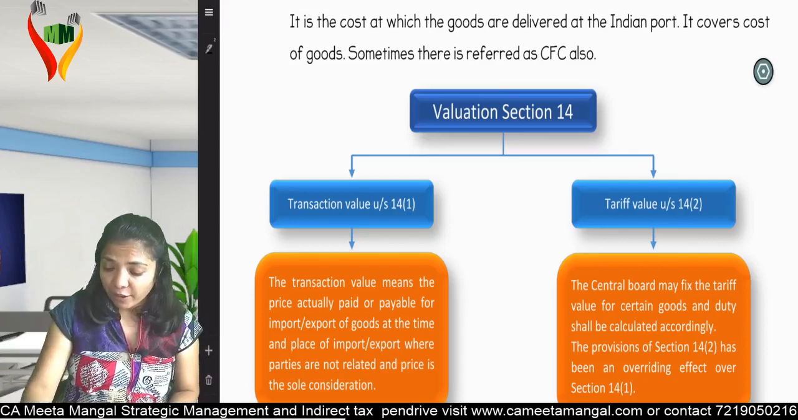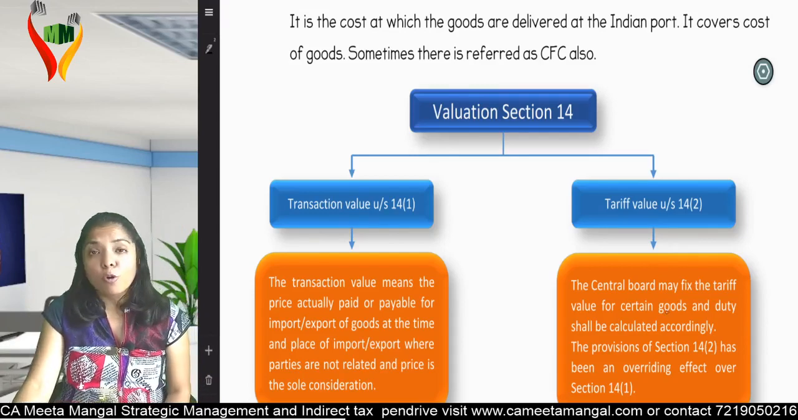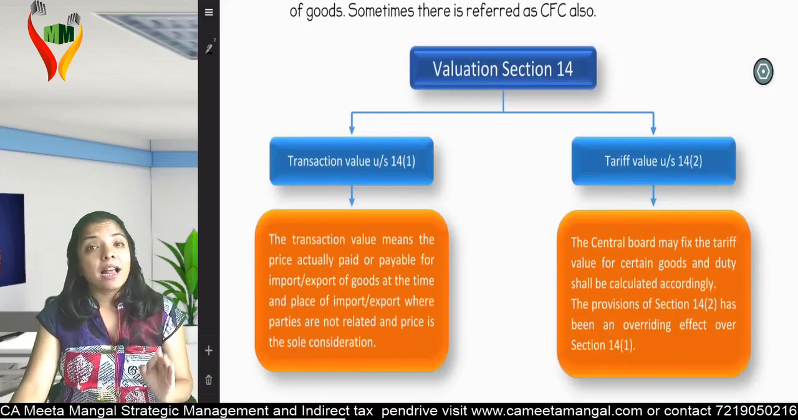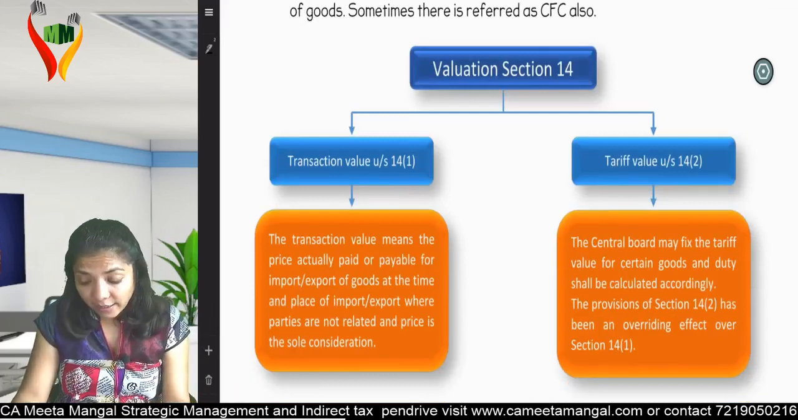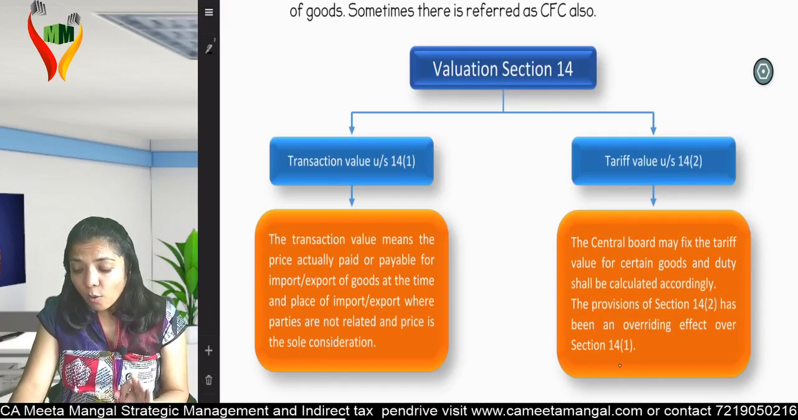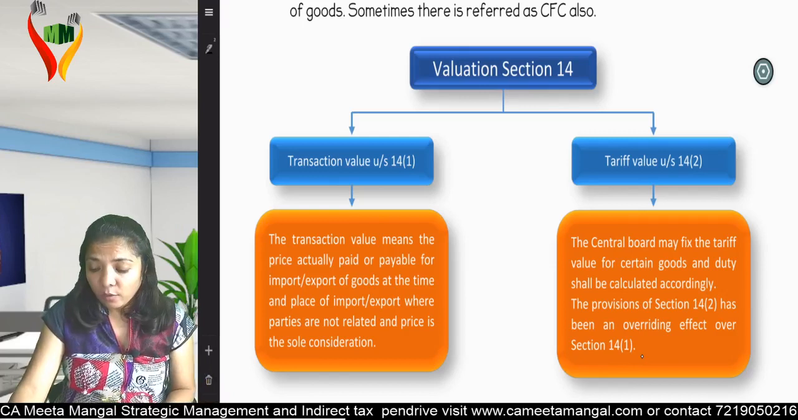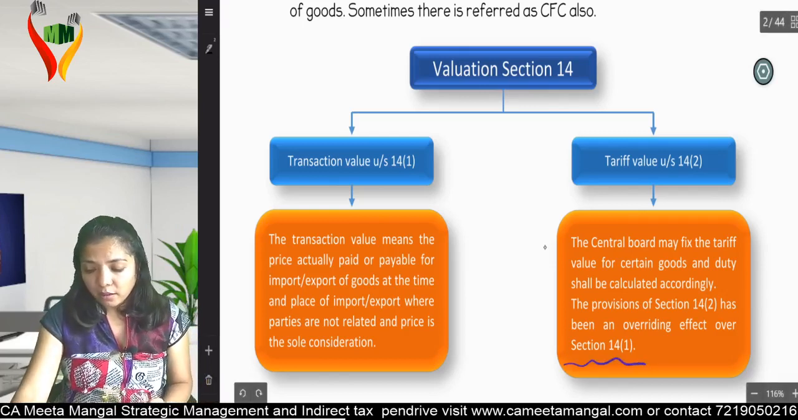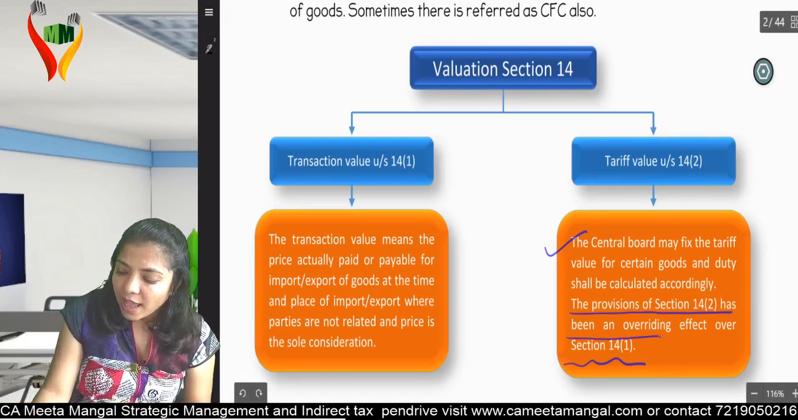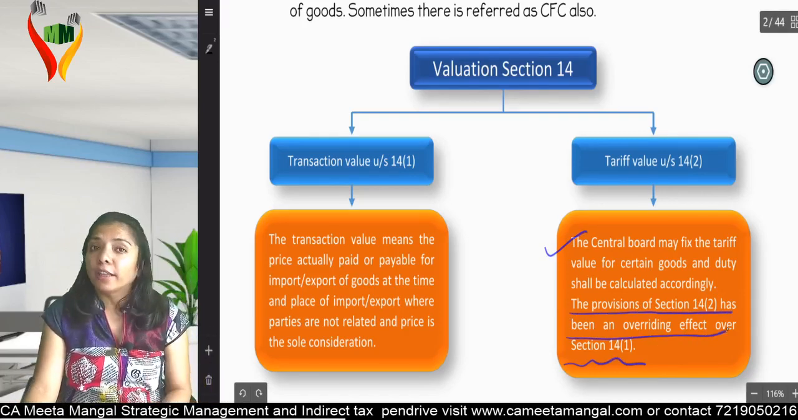Let's read what is tariff value. Central Board may fix the tariff value for certain goods and duty shall be calculated accordingly. The provisions of section 14.2 have an overriding effect over 14.1. I hope you're with me. Am I clear? The provisions of section 14.2 have an overriding effect over section 14.1.